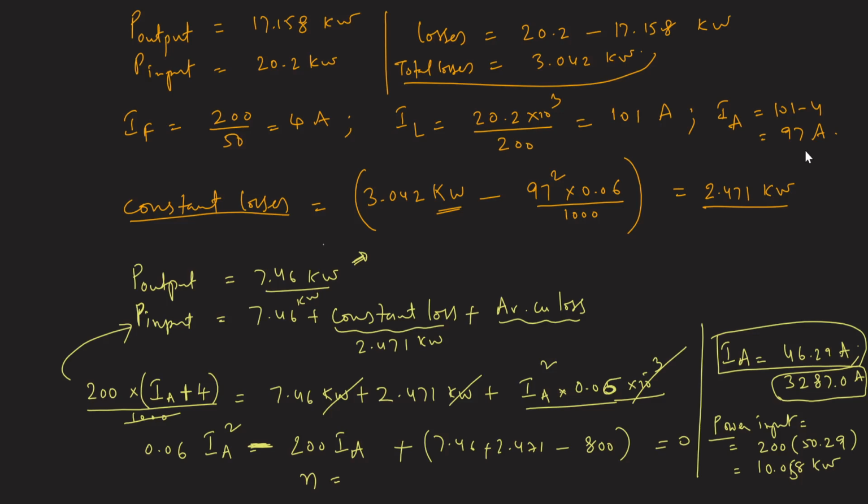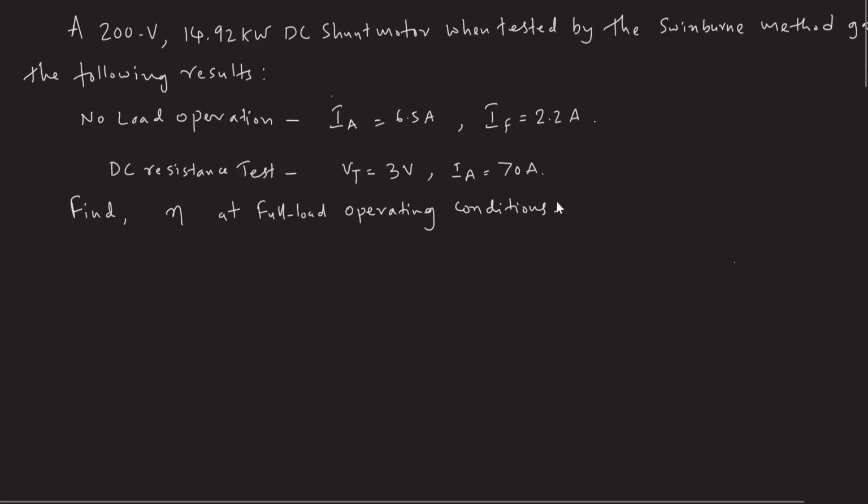So what is the efficiency? 74.15. Okay, 7.46 divided by 10.058. This is 74%, right? Some value. Okay, so that is fine. Now let us move to one more problem.